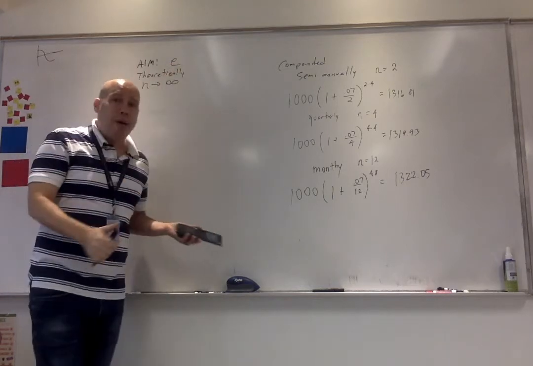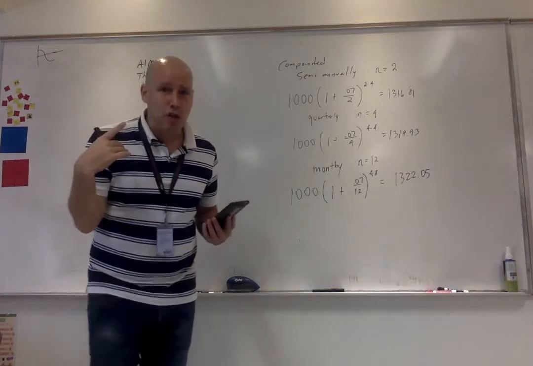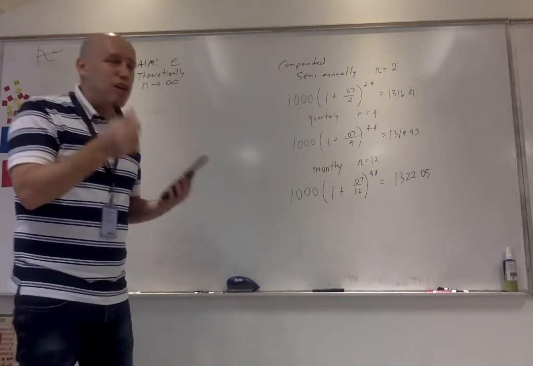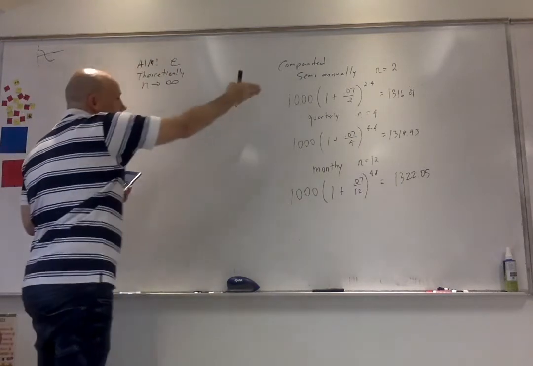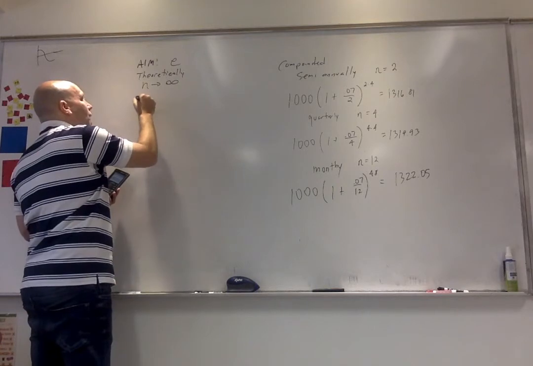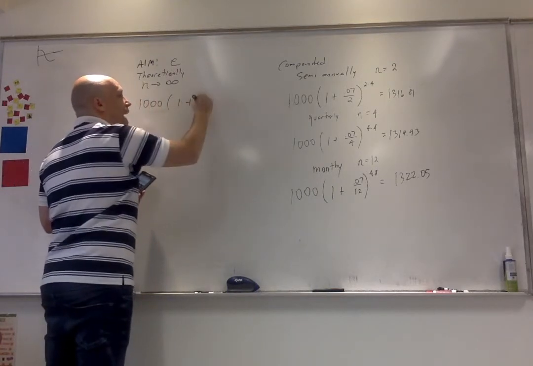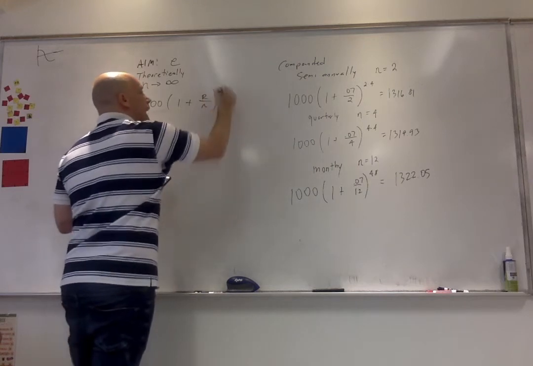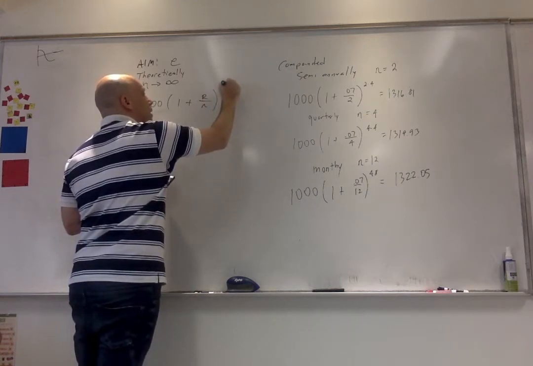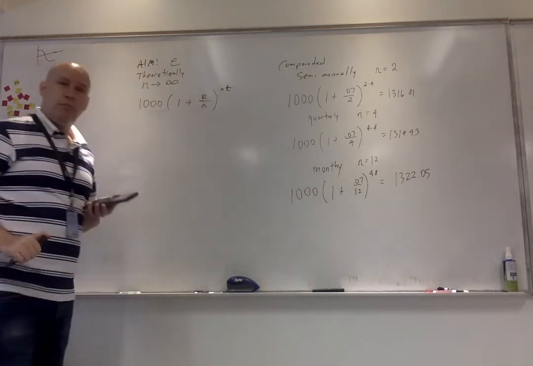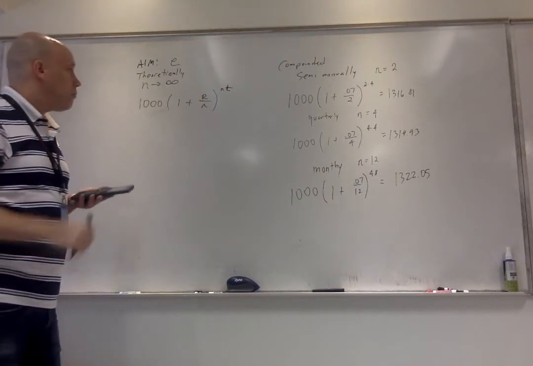Because that's what we're doing in this math class. We're mathematicians. We're thinking abstractly, theoretically. So let's take a look at this formula. We have 1,000 times 1 plus the rate over n, to the nt. Right?